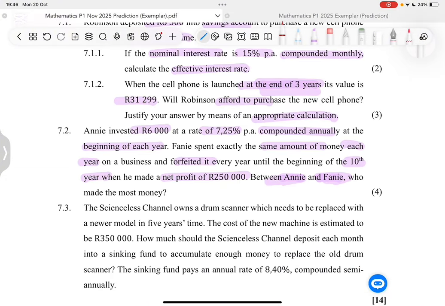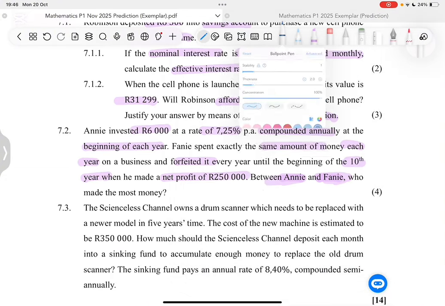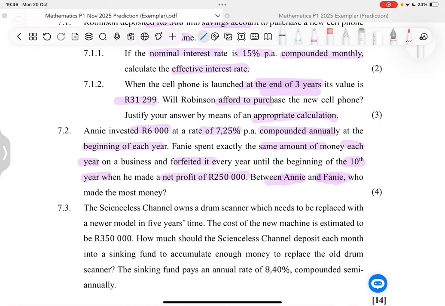The last question, which is question 7.3, looks at sinking funds. I have a strong feeling that this year you'll get a question that requires you to do sinking fund calculations. This is because in the past 10 years or so, this question has never come up in your exams. So I feel like this year you should be ready and prepared to do sinking fund calculations. Now, the question reads as follows.